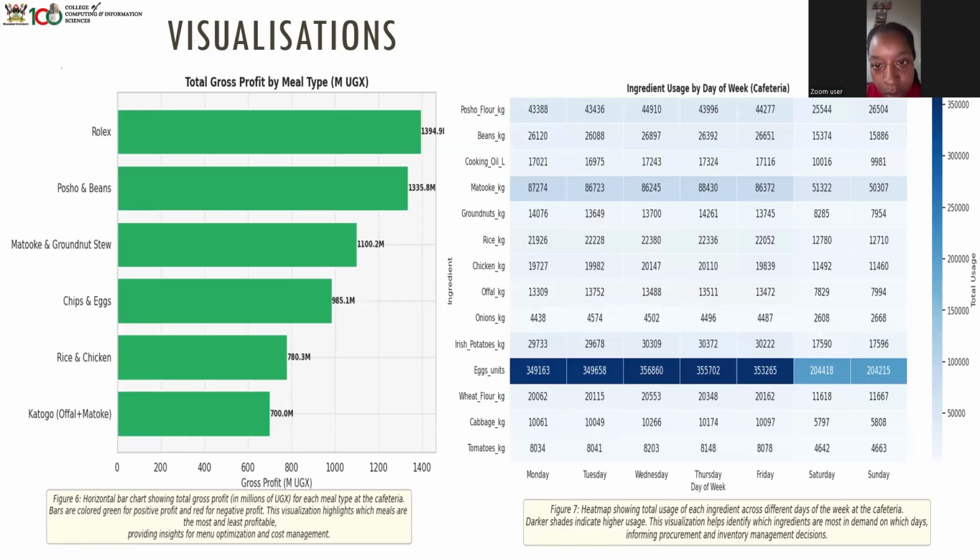Then we can also see that matoke is used mostly on Monday, and from Monday to Sunday. Then the rest of the ingredients have a very light blue color. That means that they are used, but not so much as egg units and matoke. Eggs are served with different kinds of meals, and matoke is served alone, and it can also be served with other kinds of foods like katogo. So the matoke units are used in plating just as the egg units. Next.